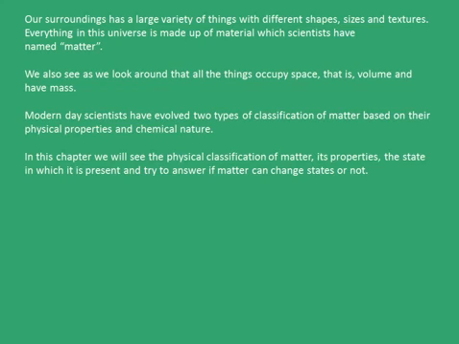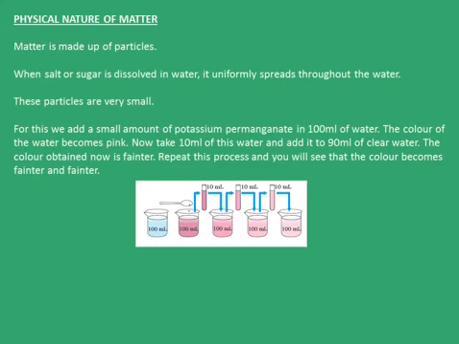Everything in this universe is made up of material which scientists have named matter. We also see, as we look around, that all things occupy space, that is, volume, and have mass. Modern day scientists have evolved two types of classification of matter based on their physical properties and chemical nature. In this chapter, we will see the physical classification of matter, its properties, the state in which it is present, and try to answer if matter can change states or not. So the first topic of this chapter is the physical nature of matter.